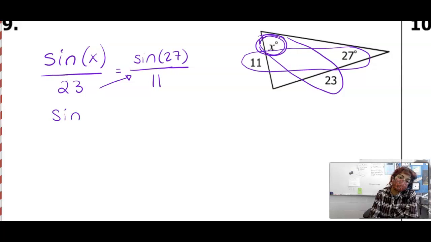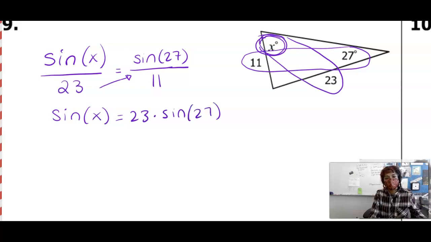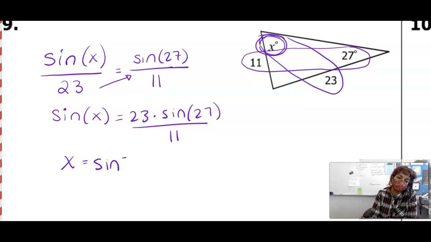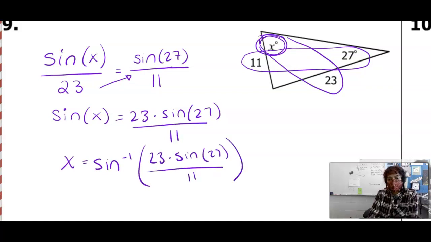All right, then I'm going to multiply this one up. So I get sine of x is equal to... sorry. We're going to put this first. 23 times sine 27 all over 11. You can solve this if you want, but I'm just going to say that putting it all in the calculator will help prevent error. Okay, so I'm going to do the sine inverse of this whole thing. Every time I put it in my calculator, it kept saying, no real answer.